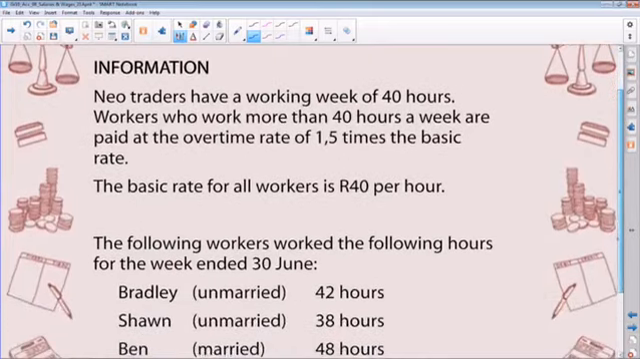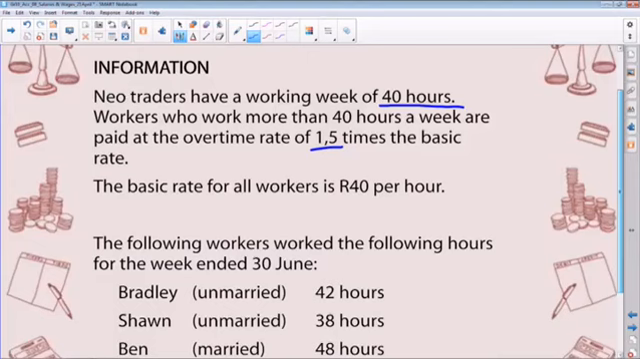The information states, Neo Traders have a working week of 40 hours. So they expect all their wage workers to work 40 hours. Now, workers who work more than 40 hours a week will be paid at the overtime rate of 1.5 times. So if they get 1 rand an hour, if it's overtime, they'll get 1 rand 50. If it's 100 rand an hour, what will they earn as overtime rate? 150 per hour then. But let's go and look at this company's rates. They said the basic rate for all workers is 40 rand per hour. Great. So every worker earns the same amount of money here.